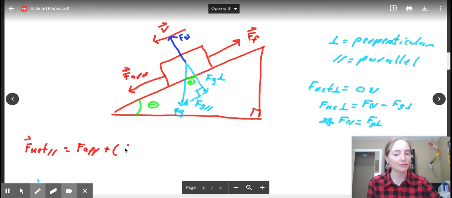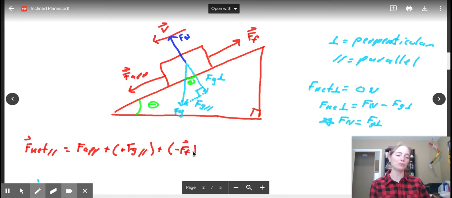Now, this is the difference here, ladies and gentlemen. Notice our FG parallel now. Our FG parallel is always going down the hill. So that means our FG parallel here is going to be a positive value as opposed to a negative value. And as always, our force of friction is going to be opposing motion, so it will be a negative in comparison to our force applied. So that's the big difference there.